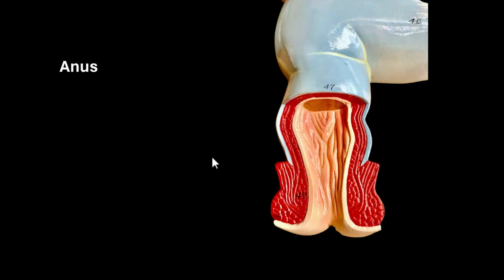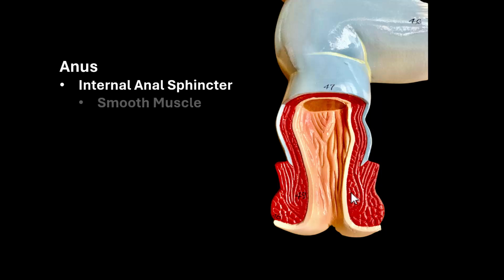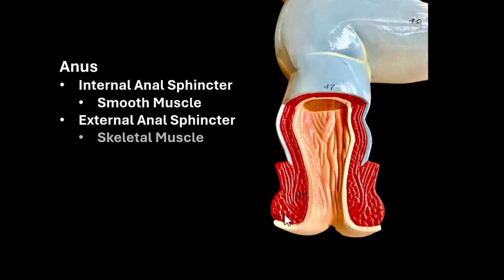Now moving down a little bit farther is the anus. And we have the internal anal sphincter, and that is going to be made of smooth muscle. Smooth muscle is involuntary. We have no control over it. But the external anal sphincter is going to be skeletal muscle. So this is going to be skeletal muscle here and here, and that we do have conscious control over.